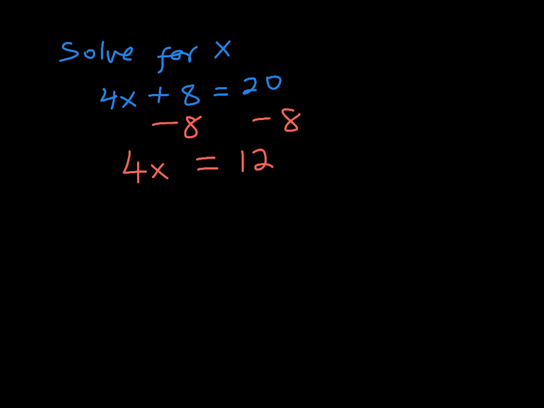So what next? We want to divide, because we want to only have x left on the left side. We want to divide both sides by 4. So you divide 4x by 4. You also divide 12 by 4. So what is x? X is equal to 12 divided by 4, that is 3. So the solution for the equation is x is equal to 3.